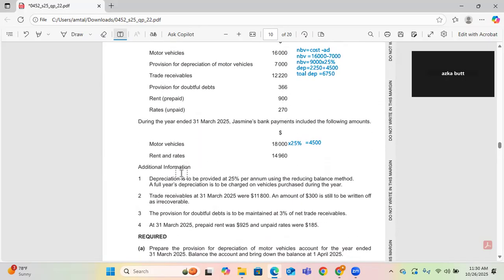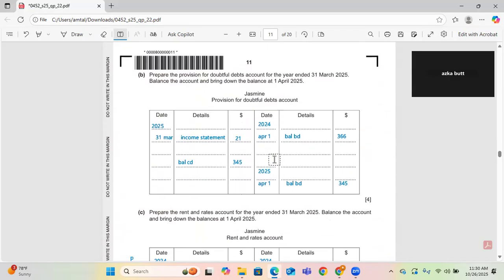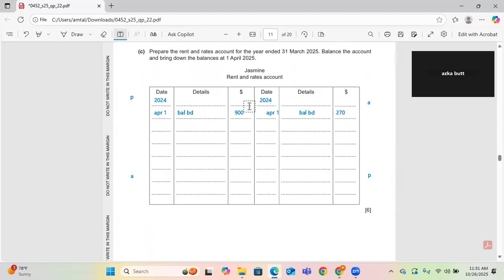Done with this. Now let's see. During the year ended 31st March 25, Jasmine's bank payments include the following amounts. So we have paid during the year for the rent and rates 14,960. So the entry will be bank credit and expense debit. This is the expense account, so this will be debit and bank credit. So we will be writing the bank entry here.